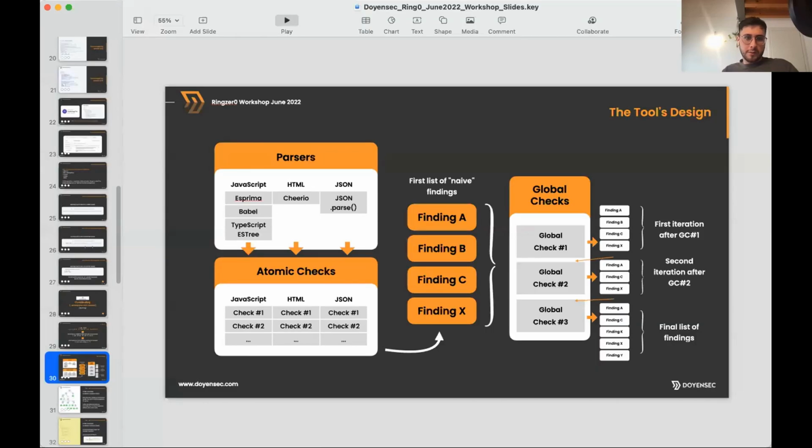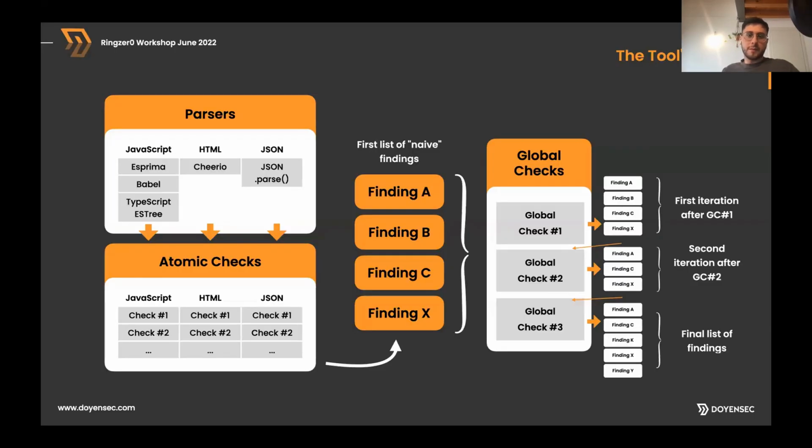Okay, let's carry on with the slides, and I'm going to spend a couple of words giving you an overview of how we built it. There are 3 different check types that you can define in Electronegativity, and every check type uses a different set of parsers for every file type. For JavaScript, the tool uses a combination of Esprima, Babel, and TypeScript. For HTML, we use Cheerio to parse the DOM. And for JSON, for example for parsing the package.json files, we use the native JSON parse.